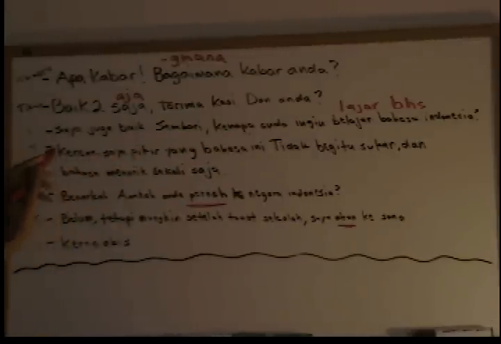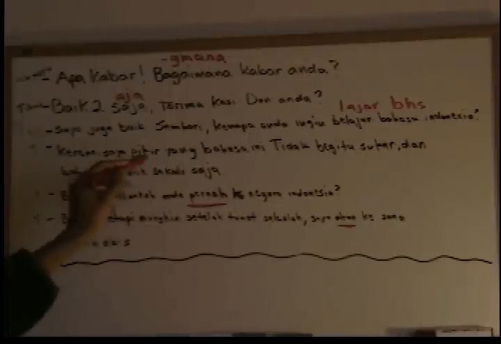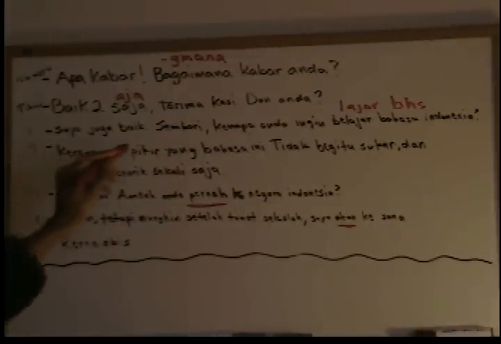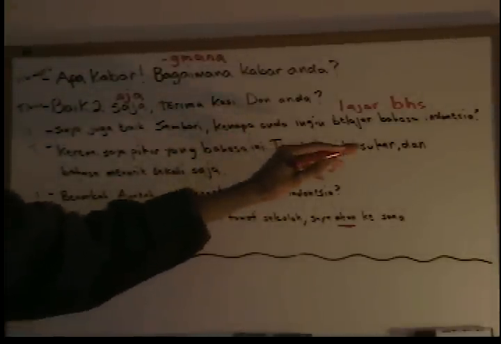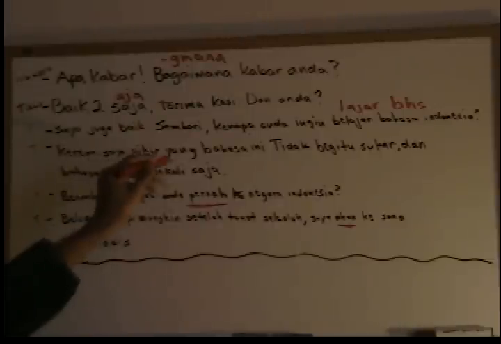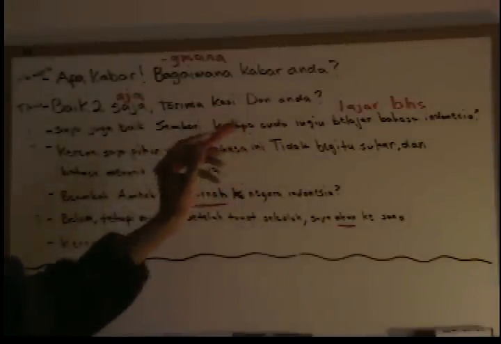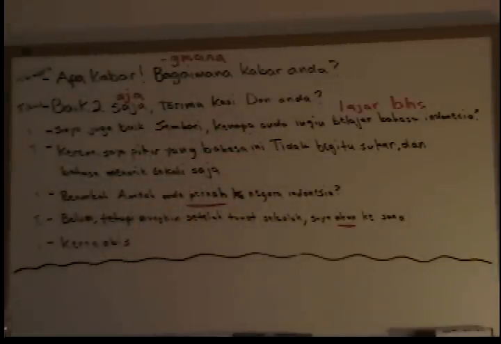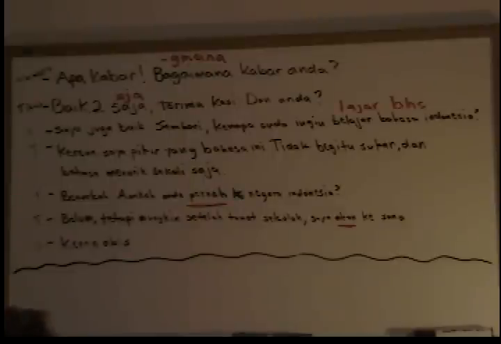Okay, next line: karena saya pikirian bahasa ini tidak begitu sukar, dan bahasa menarik sekali saja. So, because I think that this language, bahasa ini, tidak begitu, it's not that difficult, tidak begitu sukar, and dan, bahasa menarik sekali saja. Now, bahasa ini: the demonstratives come after the noun in Indonesian. Likewise, the adjective comes after the noun, unlike English, okay?